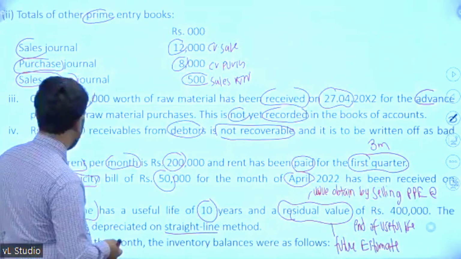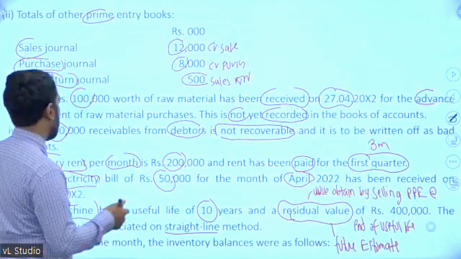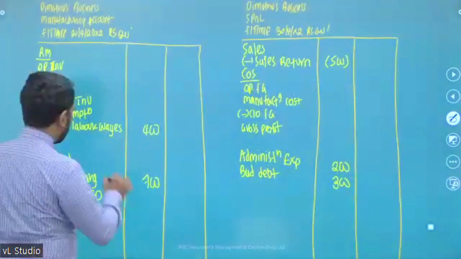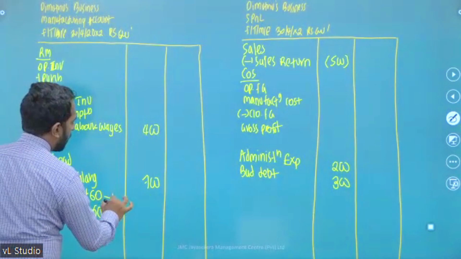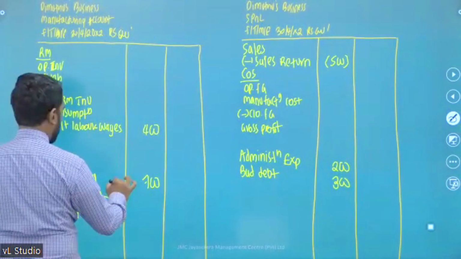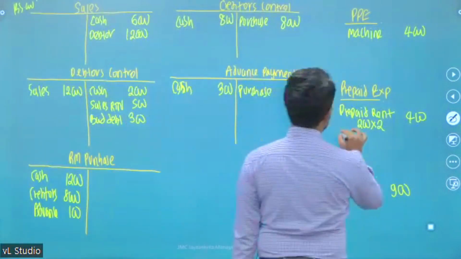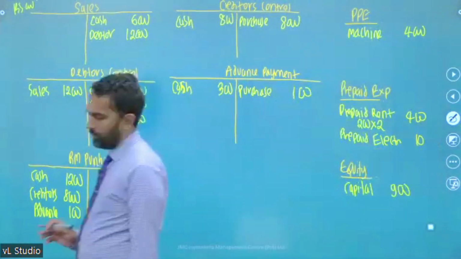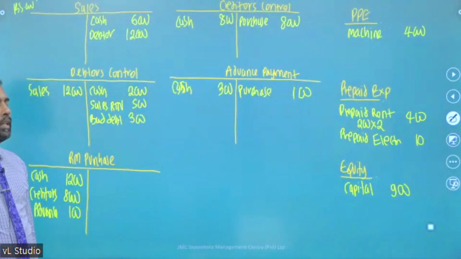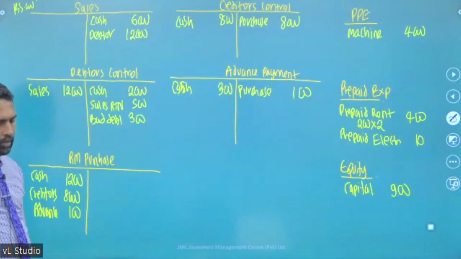Then the next one, electricity bill for the month is 50, but you have paid 60. You have paid 60, but 50 is electricity expense. Then that means 10 rupees is prepaid, right? So we got the prepaid electricity 10 rupees. We paid 60, but the expense is only 50. Our electricity expense is only 50.